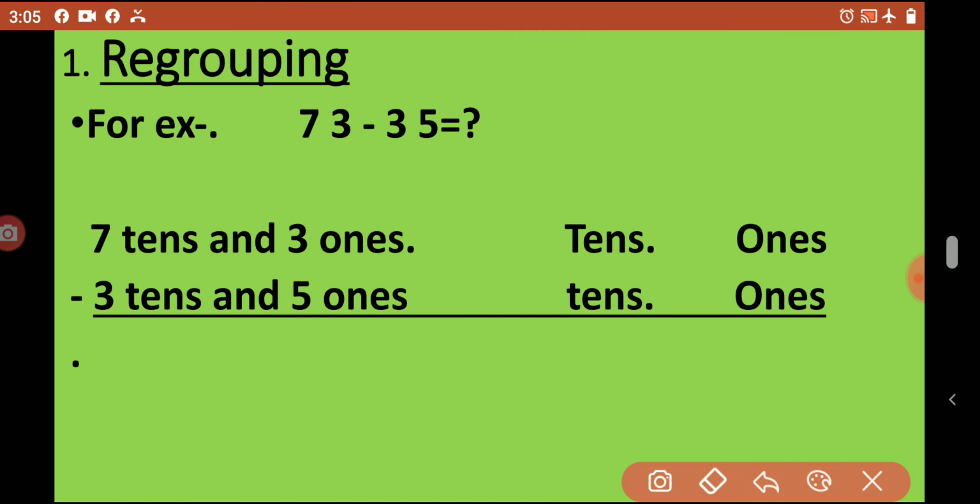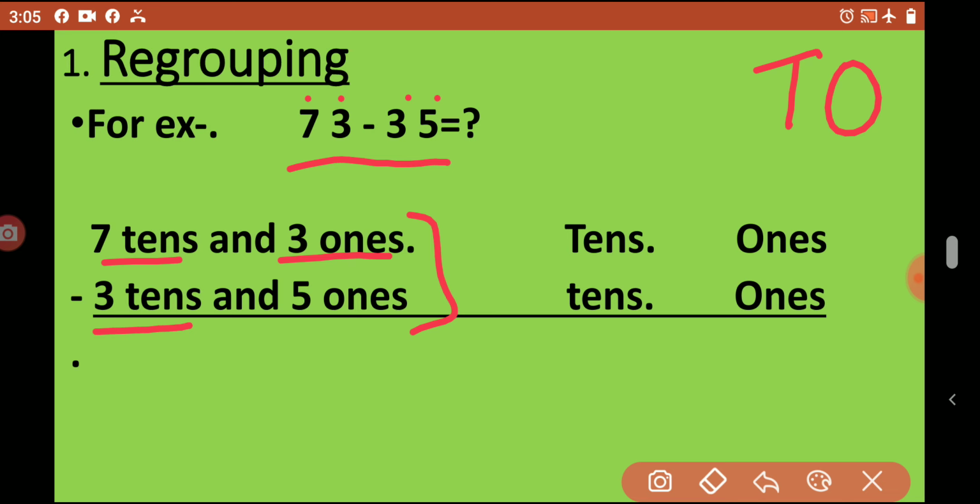Let's take another example. We take the number 73 minus 35. Now both are 2 digit numbers. So we use the places tens and ones. Write down in expanded form and arrange it in column. 7 in tens place, 3 in ones place, so we have to write 3 ones. 3 is in tens place, so 3 tens, and 5 is in ones place, so 5 ones. Now we subtract the numbers from ones place. In ones place there is 3 minus 5. Now again 3 is smaller than 5, so we cannot subtract 5 from 3.